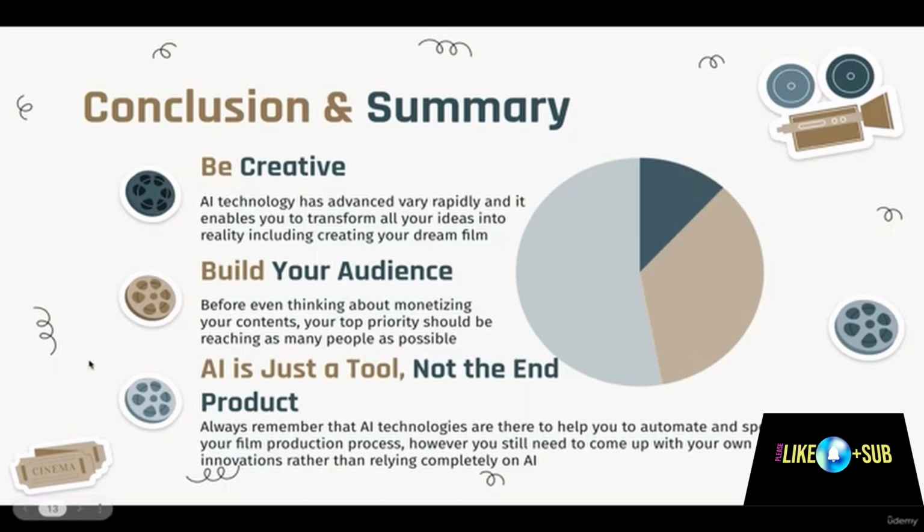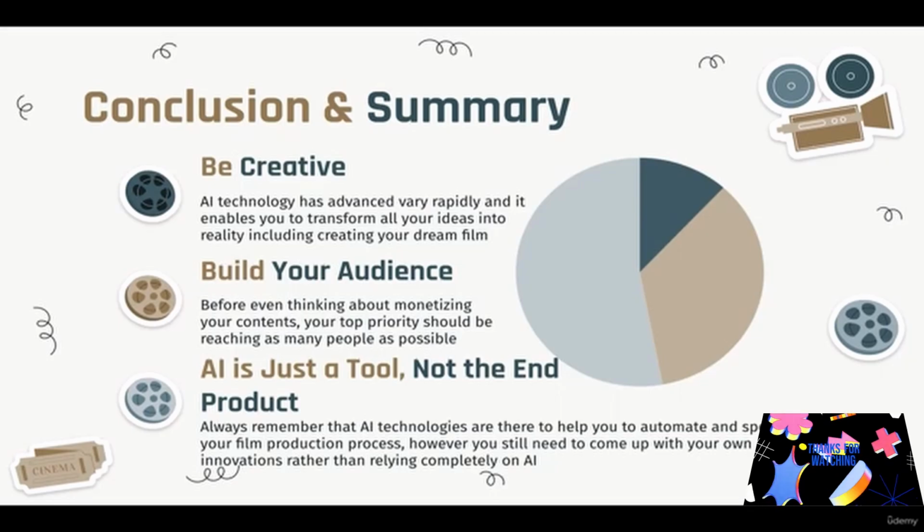Okay, so you need to remember, guys, AI is simply just a tool, right? It's not the end product, it's not a final product. AI is there to help you to automate and speed up your film production process. However, guys, you still need to come up with your own innovations. You still need to come up with your own brilliant ideas, right? You should never completely rely on AI. So that's another thing that you gotta keep in mind, guys.